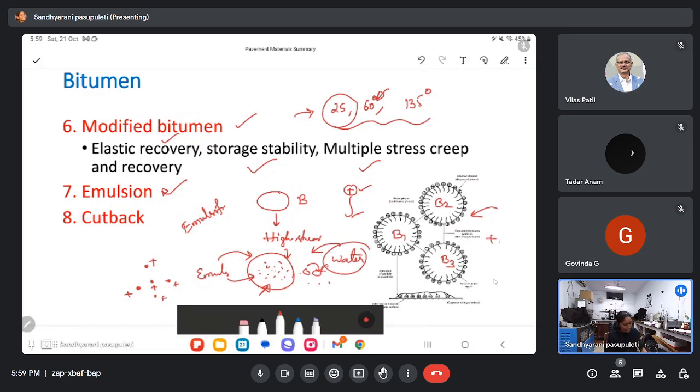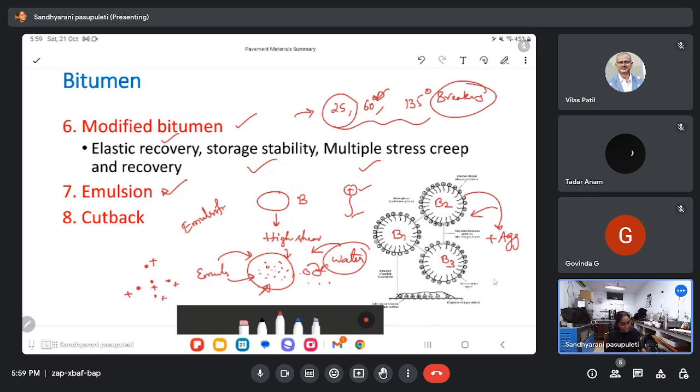Once I add aggregates, the particles will be coated on the aggregate. Whatever water is there will evaporate. Once the water is evaporated, that is what we call breaking. So this emulsion is broken when the water evaporates.